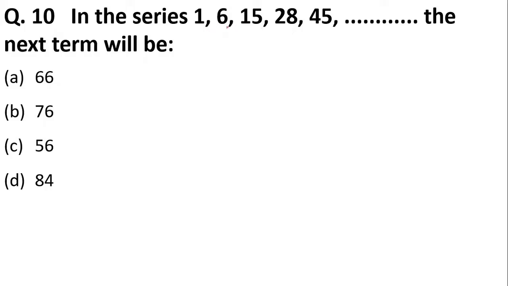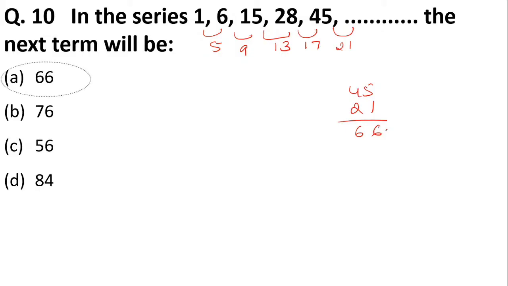Okay, let's see how we are going to solve it. If you see the difference between the terms, it's 5 over here. 6 and 15 is 9. 28 and 15 seems to be 13. Okay. So in this, there is a difference of 4. So this is 9. This is 13. This is going to be 17. And then after 17, it is going to be 21. Okay. 45 plus 21 gives you 66. So the right answer is option A. Okay.